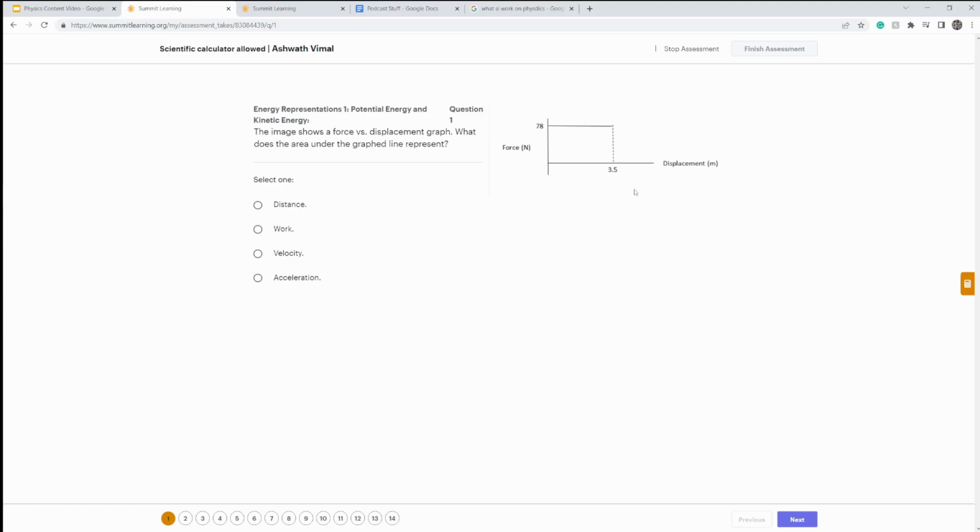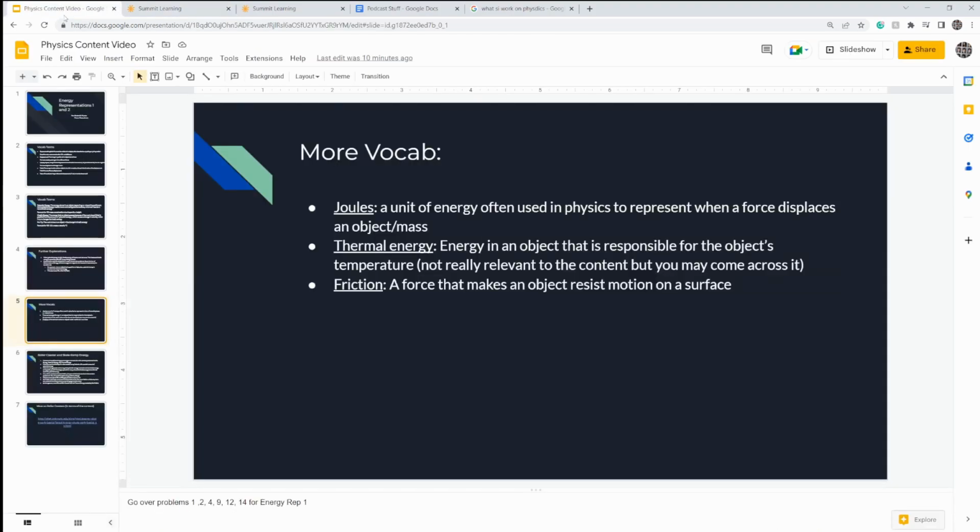When we multiply force times displacement, what do we get? We went over this in the slides, right? We would get work. So the answer here would be work. The area under the graph line would be work, because when you multiply these two values, whatever they are, you're going to get the value for the work.